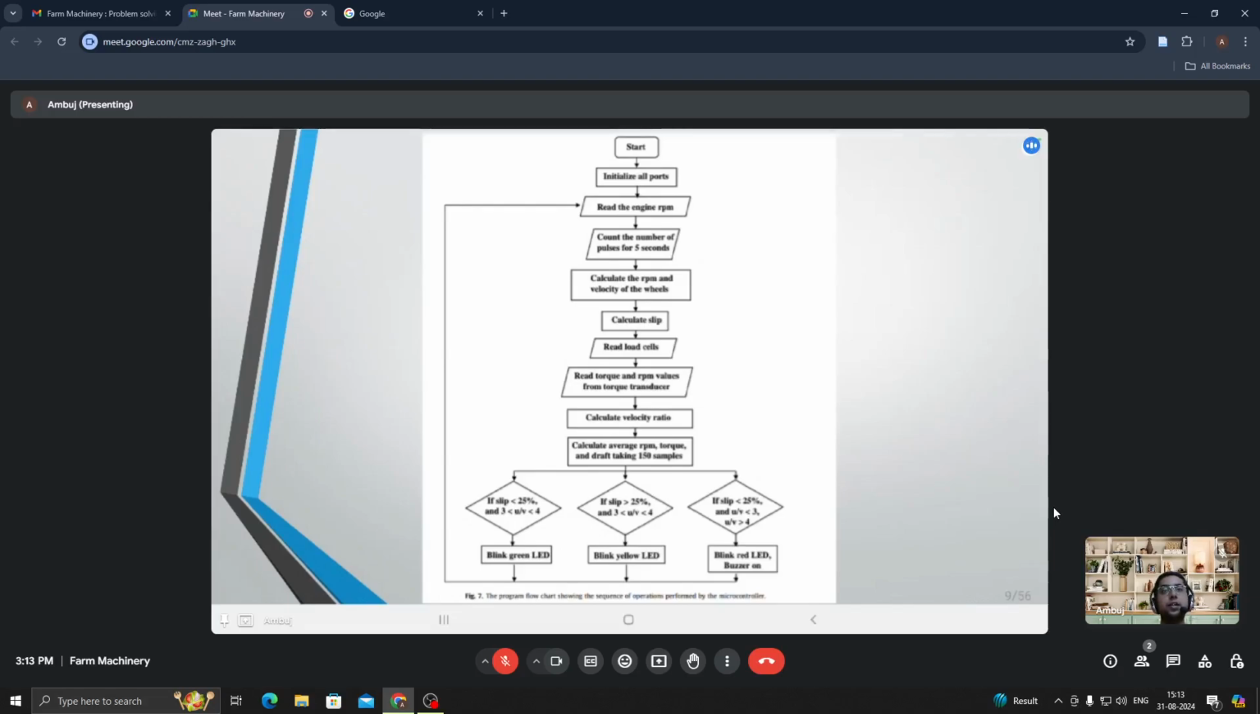If slip is less than 25% and U by V ratio is between 3 and 4, then blink the green LED. If slip is greater than 25% and U by V ratio is between 3 and 4, then blink the yellow LED. And if slip is less than 25% and U by V ratio is less than 3, or U by V ratio is greater than 4, then you have to turn on the red LED along with the buzzer. Okay, this is the end of the program and it will continuously run in the loop.